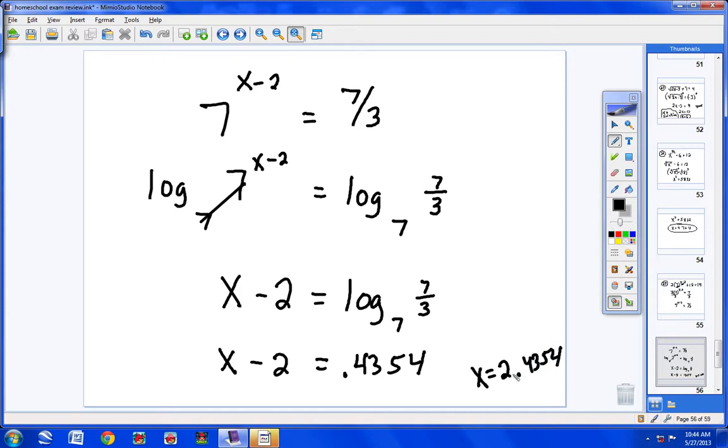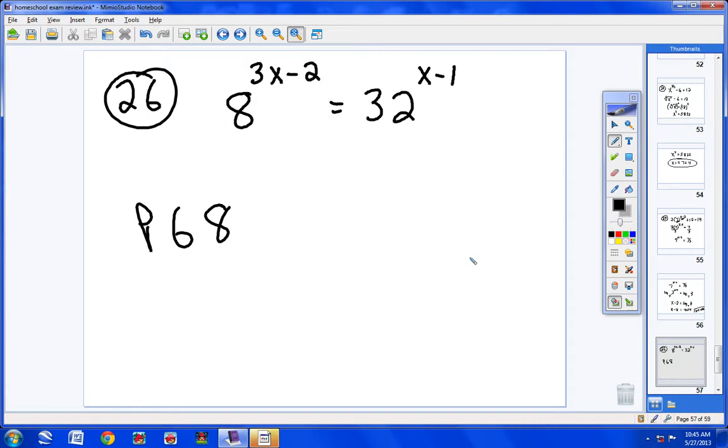2.4354. Now, you might have rounded somewhere else. I really don't care a whole lot about that. I'm just saying that's how you do it. Okay? All right, moving on. We're doing really well. I know earlier in the class period you were wondering if we were going to finish. I really thought we would because the last ones are decently simple.